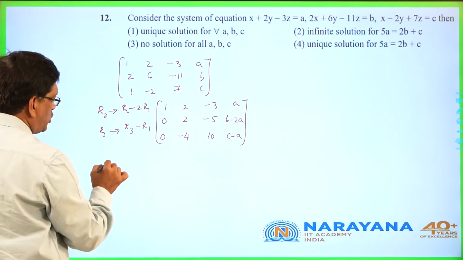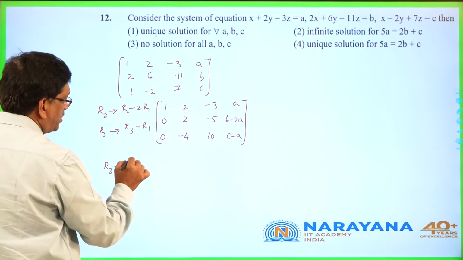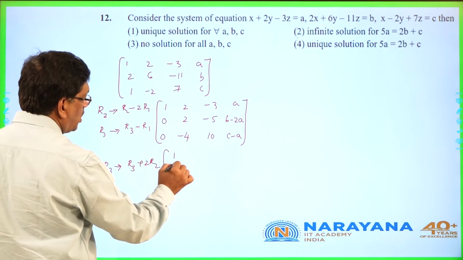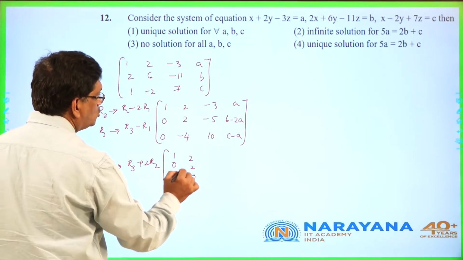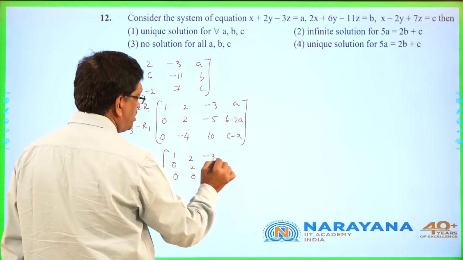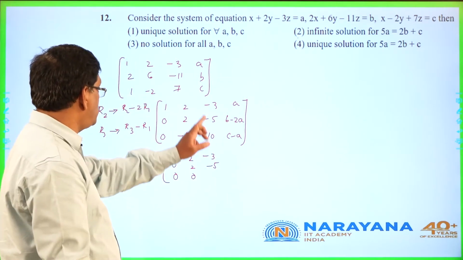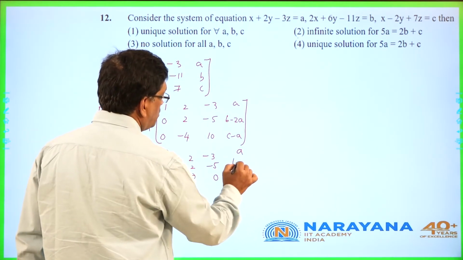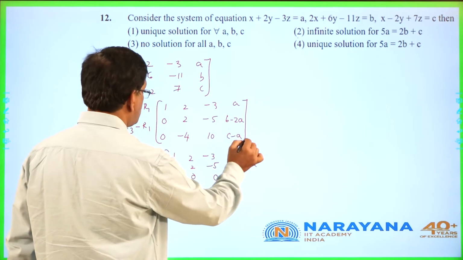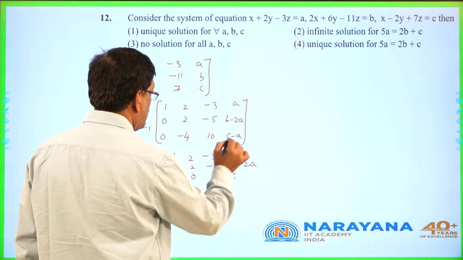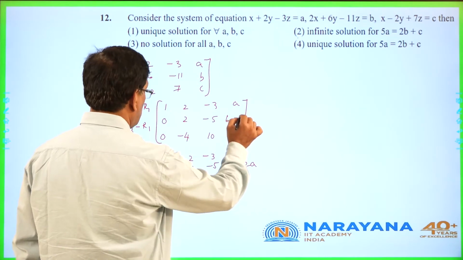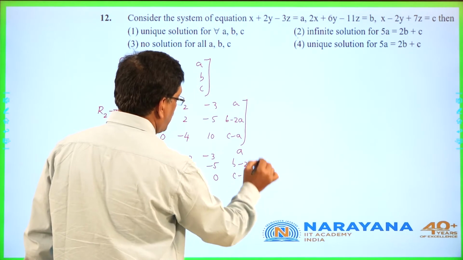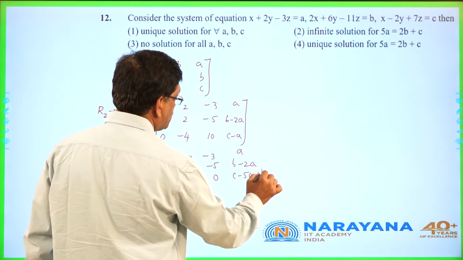Now, my aim is to reduce the R3 element to 0. R3 plus 2R2. 1, 0, 0, 2, 2, 0, minus 3, minus 5. This is 1, 0, minus of minus plus. It is 0. It is A, B minus 2A. This C minus 2A, minus 2A, right? That is minus A minus 5A plus B.